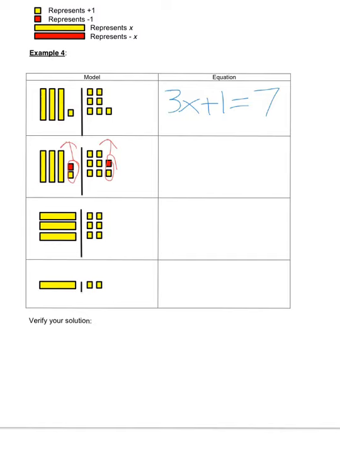To represent that with my equation, 3x plus 1, and then I put a negative 1 to make 0. On the right-hand side I had 7, and I put a negative 1 to make the equation still preserve equality. Now we have 3 x's on the left-hand side equal to 6 on the right-hand side.